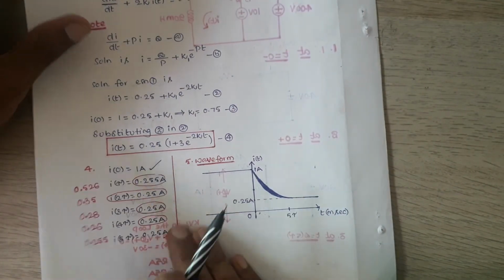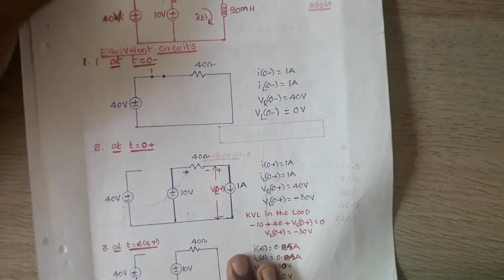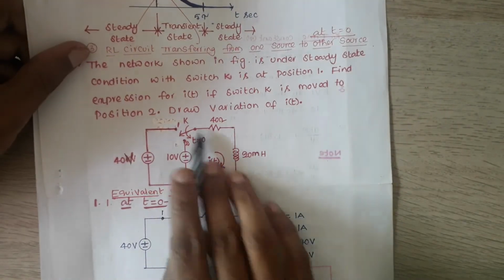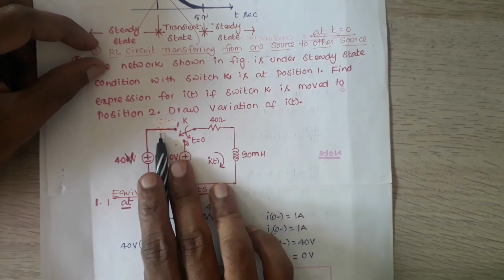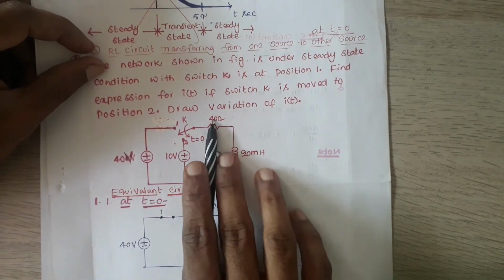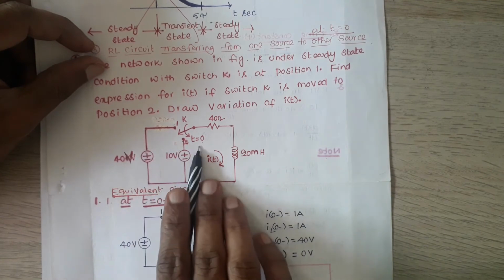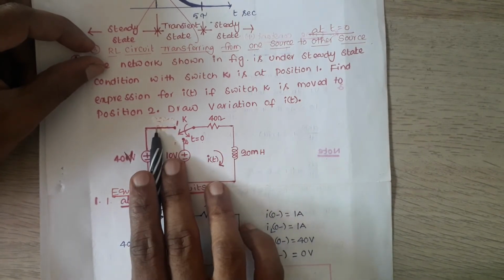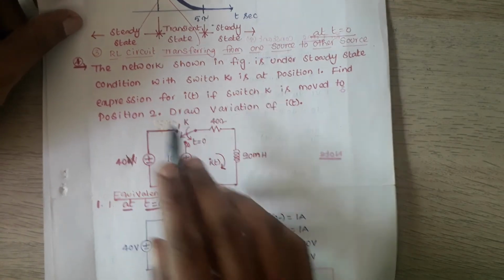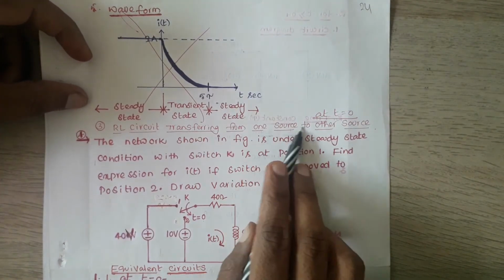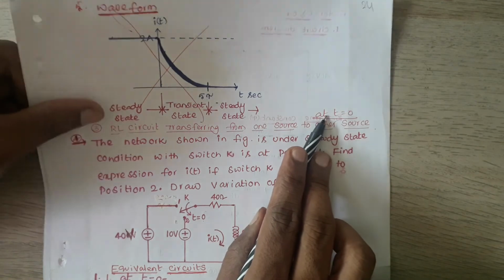So this is about model 3. Model 1 is an RL circuit connected to the source. Model 2 is an RL circuit disconnected from the source. Model 3 is an RL circuit connected from one source to another source. So it is disconnected from one source and connected to another source, transferring after t equal to 0.